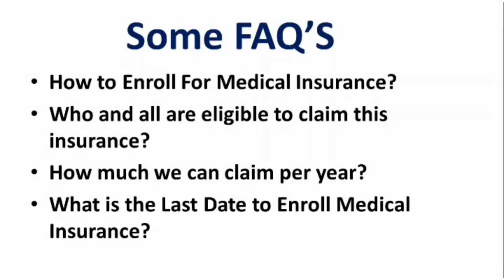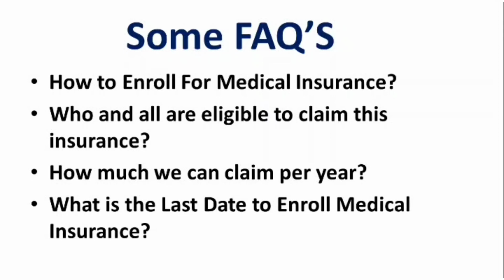Then the second row will be group member cover, where you can give your parents' details, your husband or wife's details, and your children's details. Note, children's age should be up to 25. If your children have crossed 25 years of age, they are not eligible in this group member cover policy.